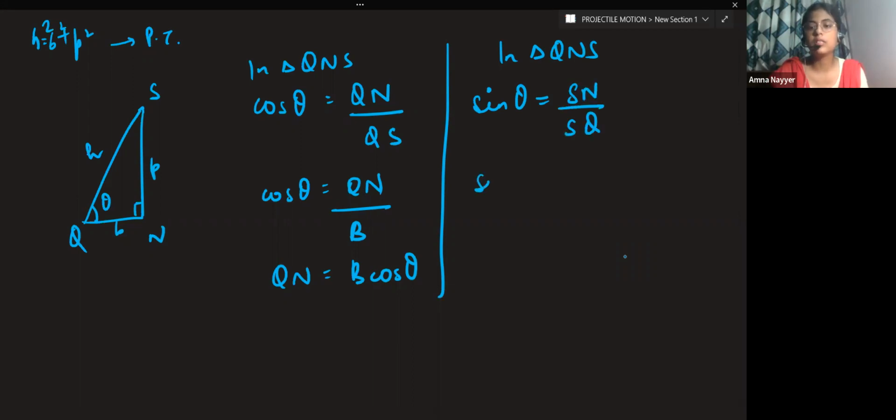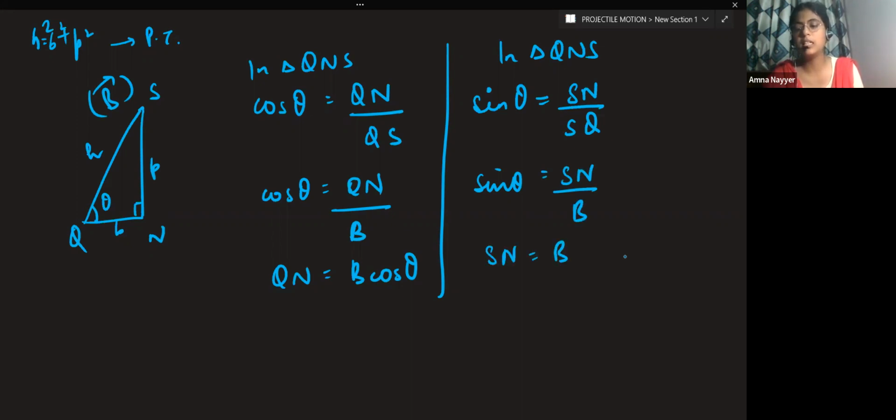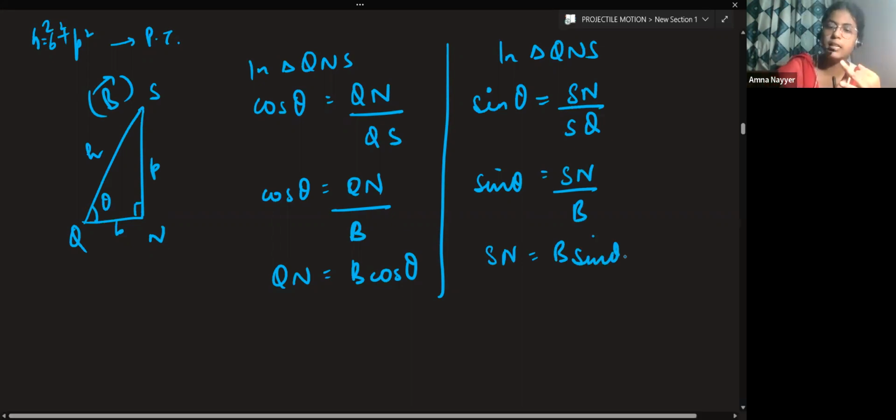Now, again, SQ is what? SQ is QS. Both are the same vector B. This side is actually vector B. So sine theta becomes what? SN divided by vector B. So SN came out to be B sine theta. QN is ready, NS is ready. Fine. Now we have to substitute it in this equation.